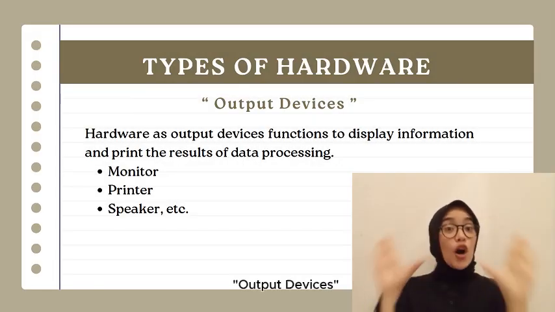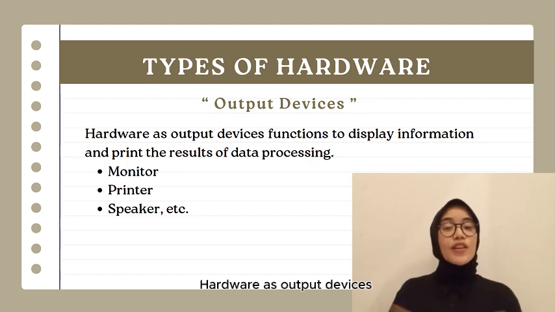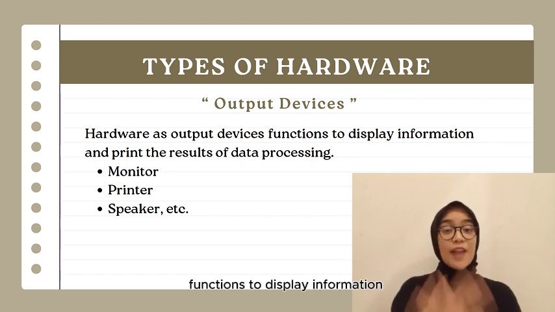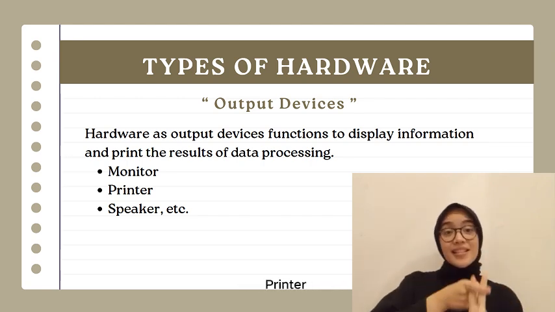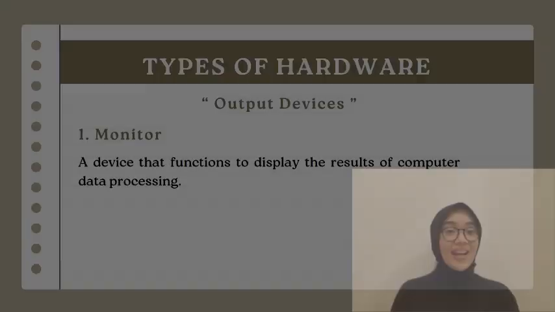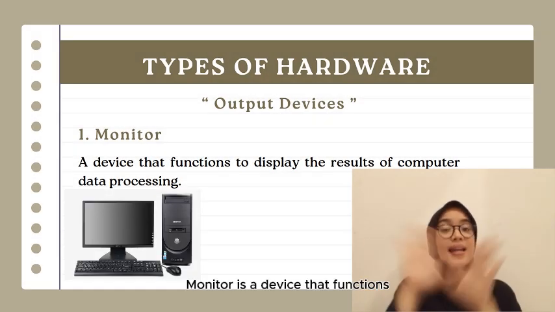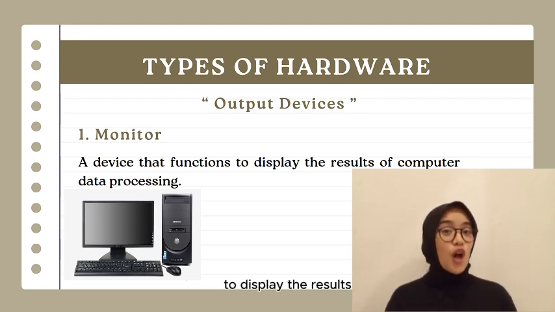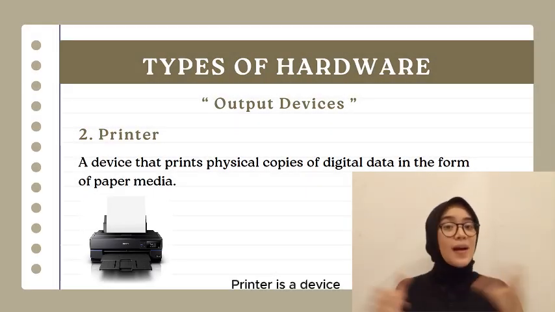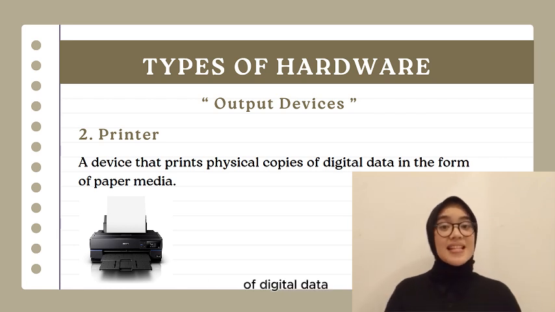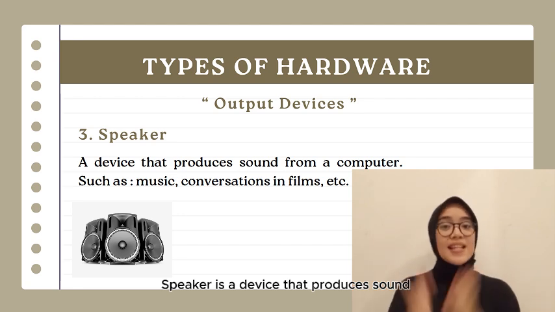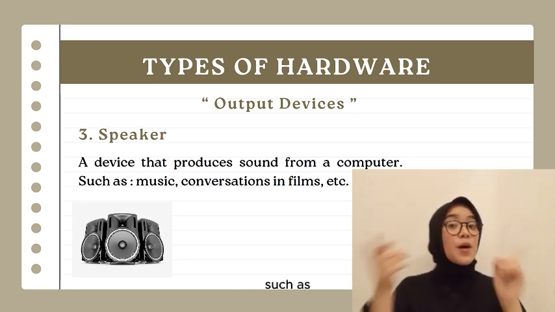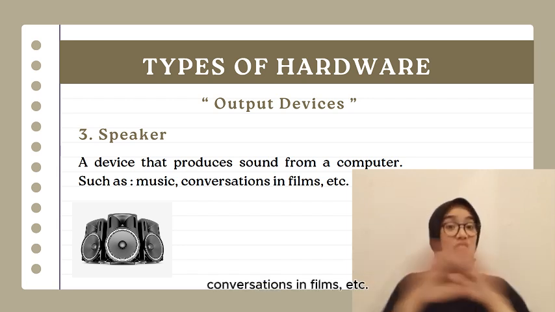Next, third, output device. Hardware as an output device functions to display information and print the result of data processing. Output devices include monitor, printer, speaker, etc. Okay, monitor. A monitor is a device that functions to display the result of computer data processing. Printer. A printer is a device that prints physical copies of digital data onto paper media. Speaker. A speaker is a device that produces sound from a computer such as music, conversation in a film, etc.